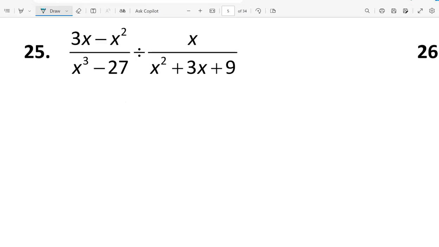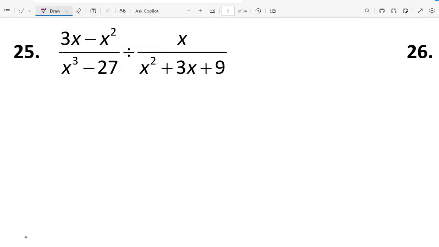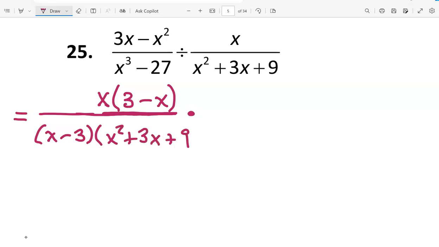All right, 25. So in 25, we have a division. So I'm going to leave the first fraction alone and then change it to multiplication. When we factor the numerator of the first fraction, common factor x can be factored out. 3 minus x is left over. When we factor the denominator of the first fraction, we get x minus 3 times x squared plus 3x plus 9. That's the difference of cubes.